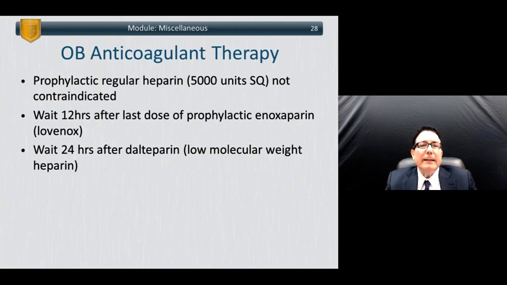Anticoagulant therapy for the obstetrical patient: prophylactic regular heparin is not contraindicated. The so-called 5,000 units sub-Q that you will hear a lot of obstetricians ask you for. For enoxaparin or Lovenox, we need to wait 12 hours after the last dose, and wait 24 hours after dalteparin or low molecular weight heparin. Again, this is for placing or removal of epidurals.